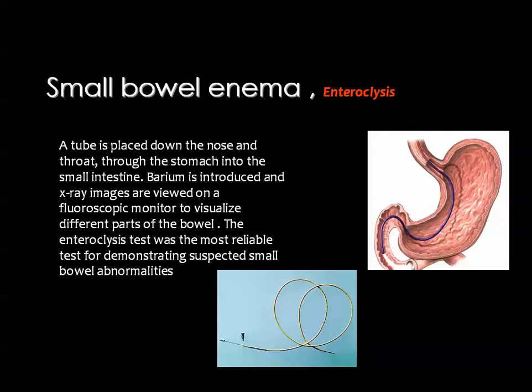The examination is done by introducing this very long tube through the esophagus, reaching the stomach, and then the tube is passed through the duodenum, and the accurate position of the tube before injecting barium is usually beyond the site of the ligament of Treitz or in the beginning of the jejunum.